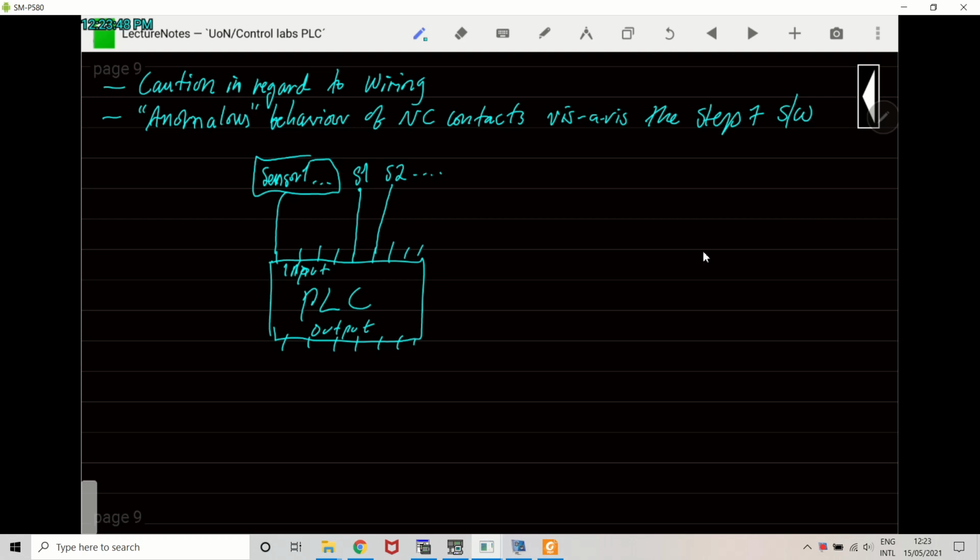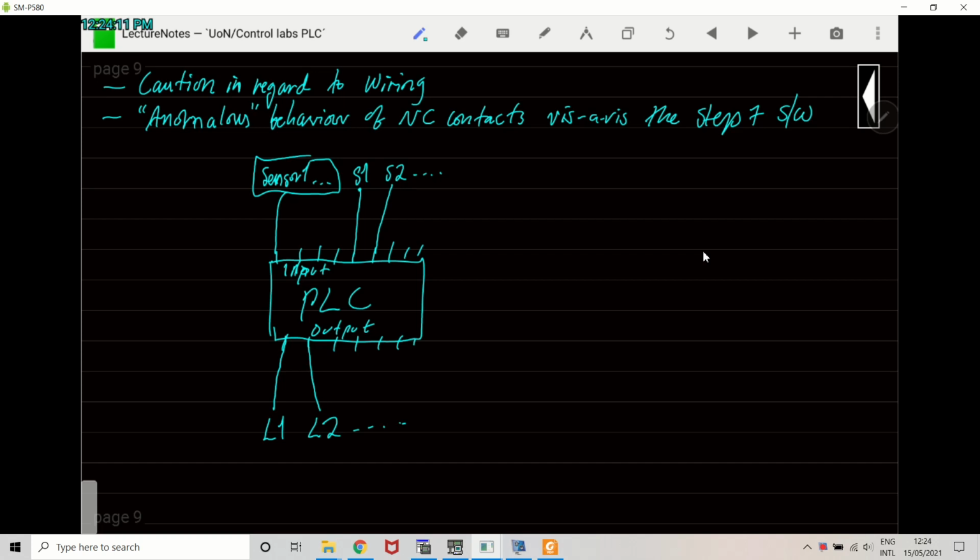Similarly, my outputs will be going to an actuator in the real world, but in the lab we're going to simulate an actuator by just an LED or a lamp. So let's call them L: I can have lamp 1 and lamp 2 and as many as I need, and my output goes to L1, my output goes to L2, and so on and so forth.